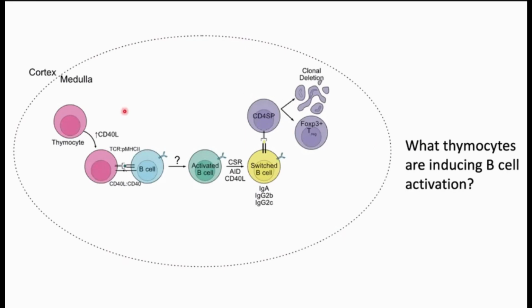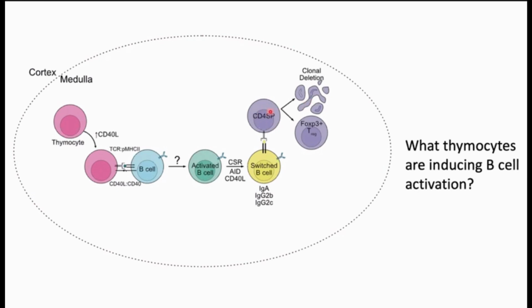And so this is a brief model, at this point, of what we think is going on: some thymocyte or T cell is delivering a T cell receptor that is recognizing B cell antigen, as well as CD40 ligand to the B cell. The B cell is being activated by the CD40 ligand interaction, but also by some other unknown factor. This activated B cell is then starting to undergo class switch recombination to generate a switch B cell, predominantly IgG2B and IgA.